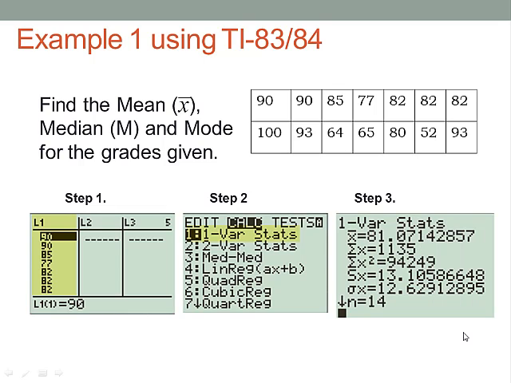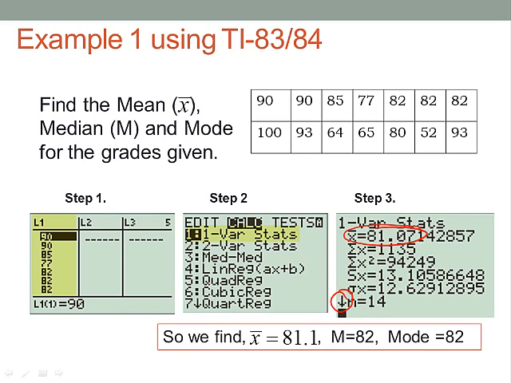And then step 3, once you press Enter, you should see our data come in. And so we see here's the mean at about 81.07. And if you scroll down, whenever you see this arrow here, that means there's more information down. I can't show it on this screen, but if you scroll down, you should be able to see the median. And with this data set being as small as it is, we can look at it and figure out the mode.